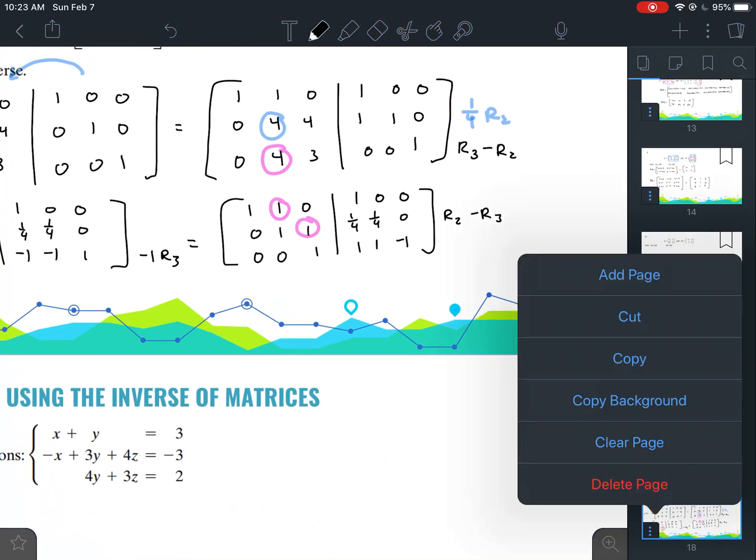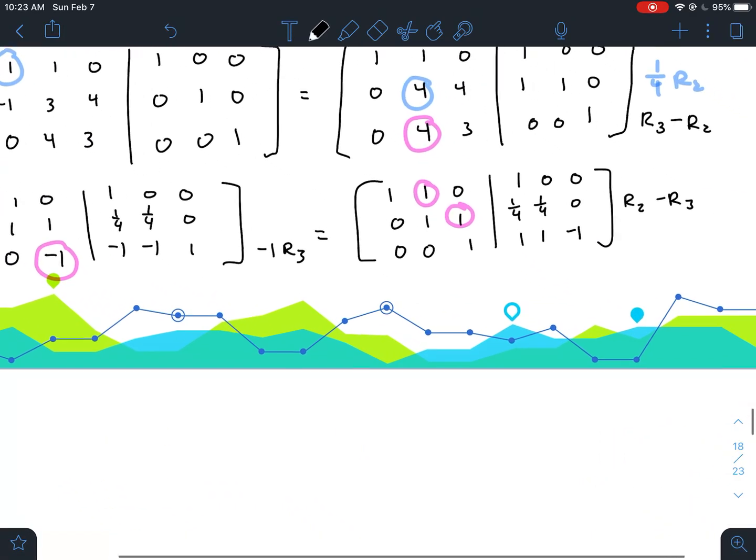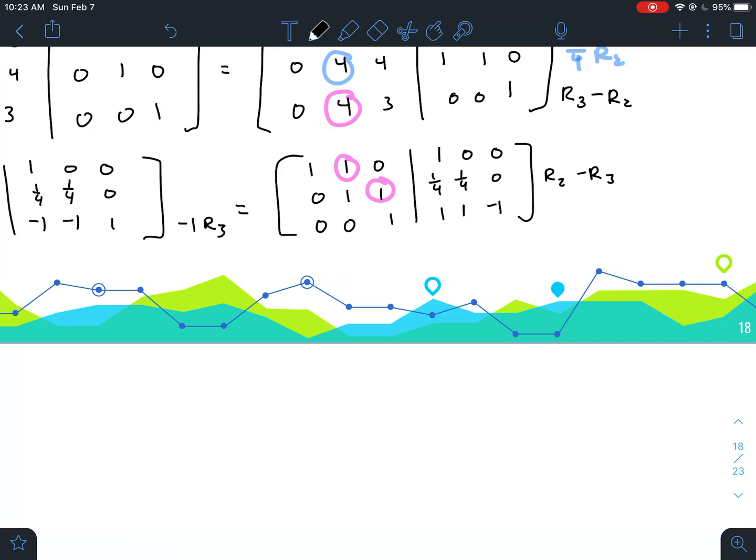And if I did that, let's add a page. If I did row 2 minus row 3, I would have 1, 1, 0, 1, 0, 0. And then if I did row 2 minus row 3, I would get 0, 1, 0. And then 1/4 minus 1 would be negative 3/4. 0 minus negative 1 is 1. And then I would still have 0, 0, 1, then 1, 1, negative 1.